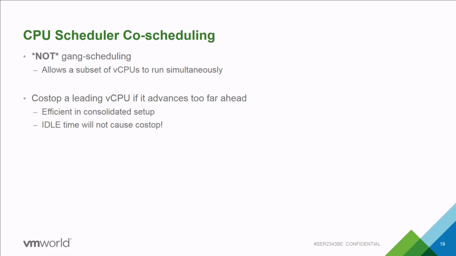Another key high-level thing I want to mention is if a virtual CPU is idle, it's not running, then we do not need to worry about that because we do not consider it for co-scheduling. That's a high-level message you need to know about co-scheduling.